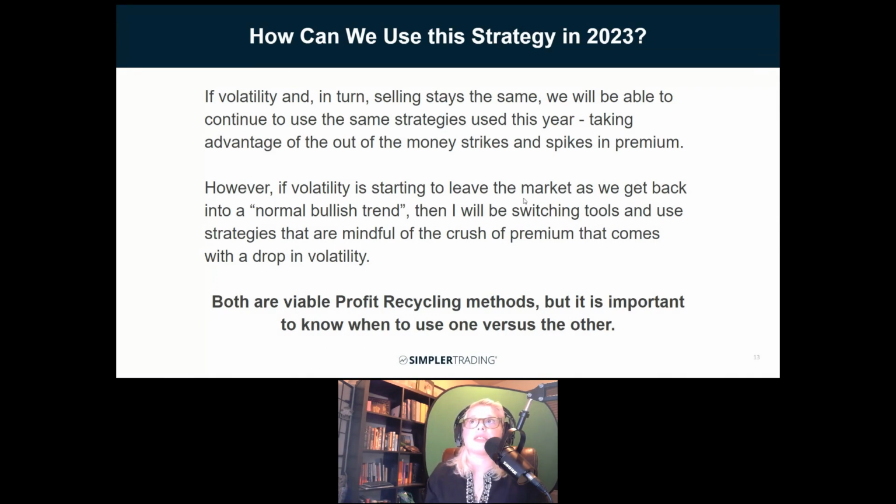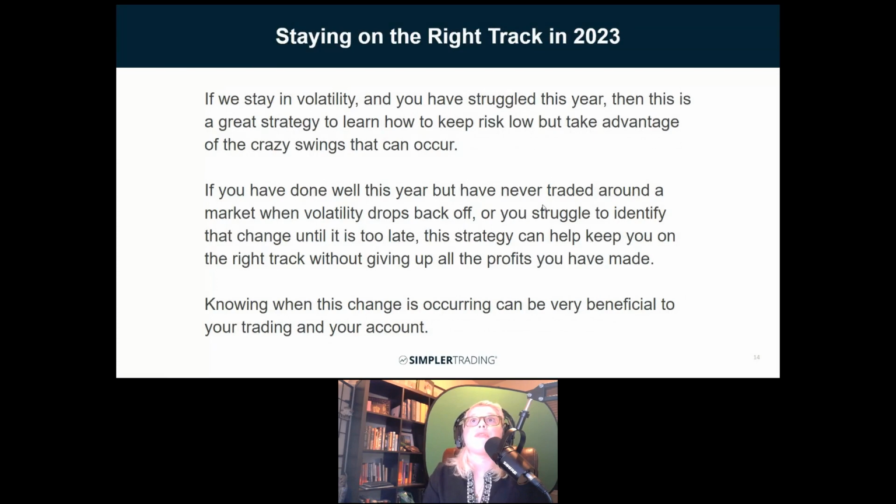And when that volatility starts to leave, and as we get back into that bullish trend, then I will be switching tools and using strategies that are mindful of that crush in premium that comes when you get that initial drop of volatility. Both of these are viable profit recycling methods, but it's important to know when to use one versus the other. So if we stay in volatility, and you have struggled this year, then this is a great strategy to learn how to keep risk low, but take advantage of the crazy swings that occur.